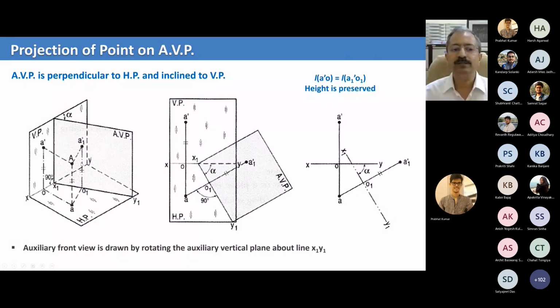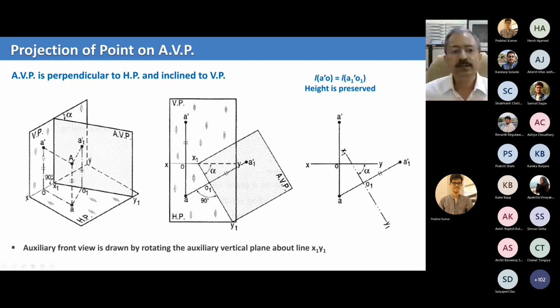Now just also look at the notations carefully. Notation A is on your horizontal plane and A dash on the vertical plane. But because now we're talking about the auxiliary vertical plane, the A dash now becomes A1 dash. Why 1? Because this is the first auxiliary plane. Suppose you have multiple auxiliary planes, you may call them A1 dash, A2 dash, A3 dash. That's a convenience in case you have multiple planes.